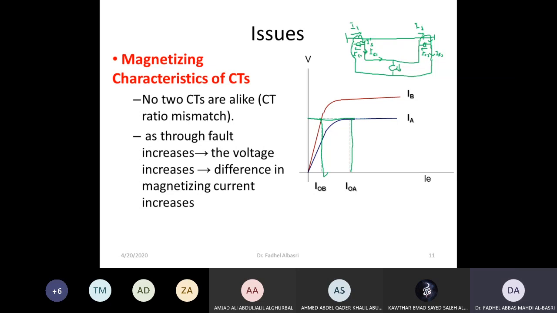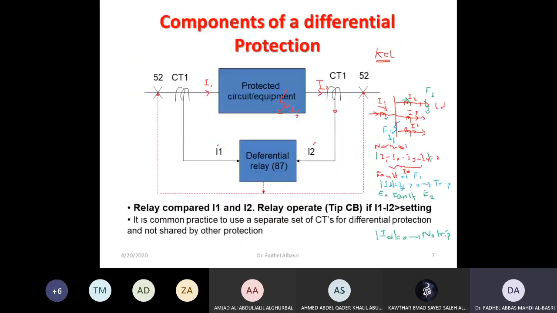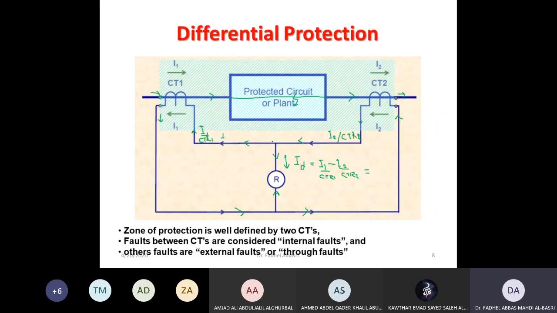And as a result, this will create an error, a differential current, due to the two CTs not having the same magnetizing characteristics. So I can overcome this by not taking a differential current just greater than 0, but making it greater than a certain threshold to overcome this error.